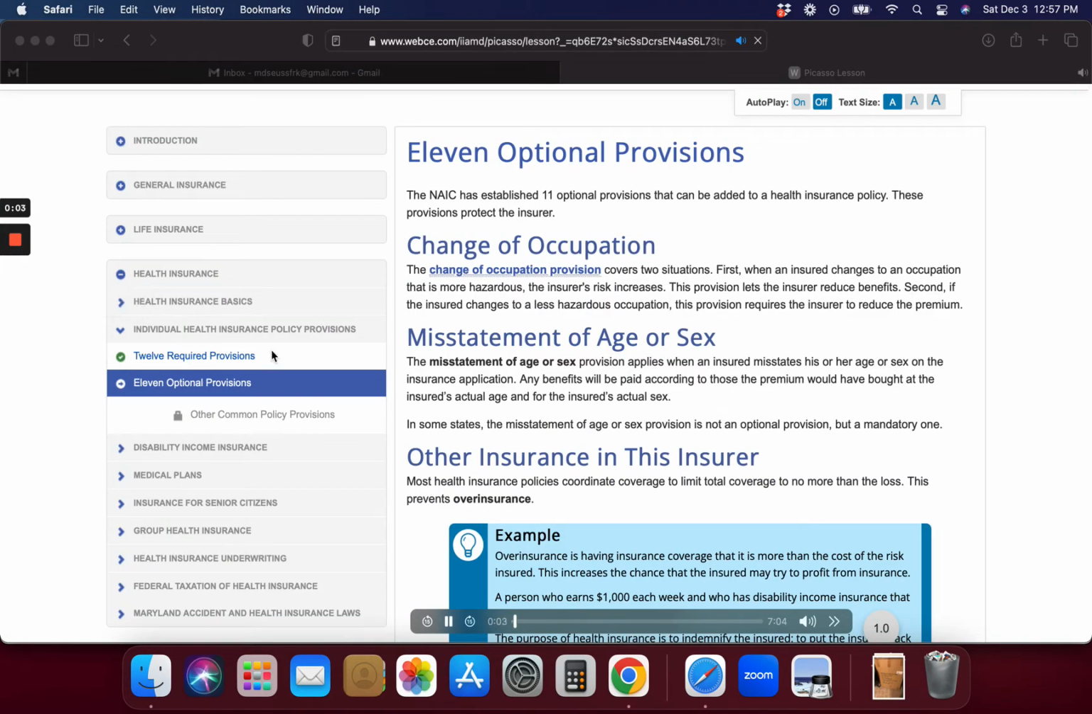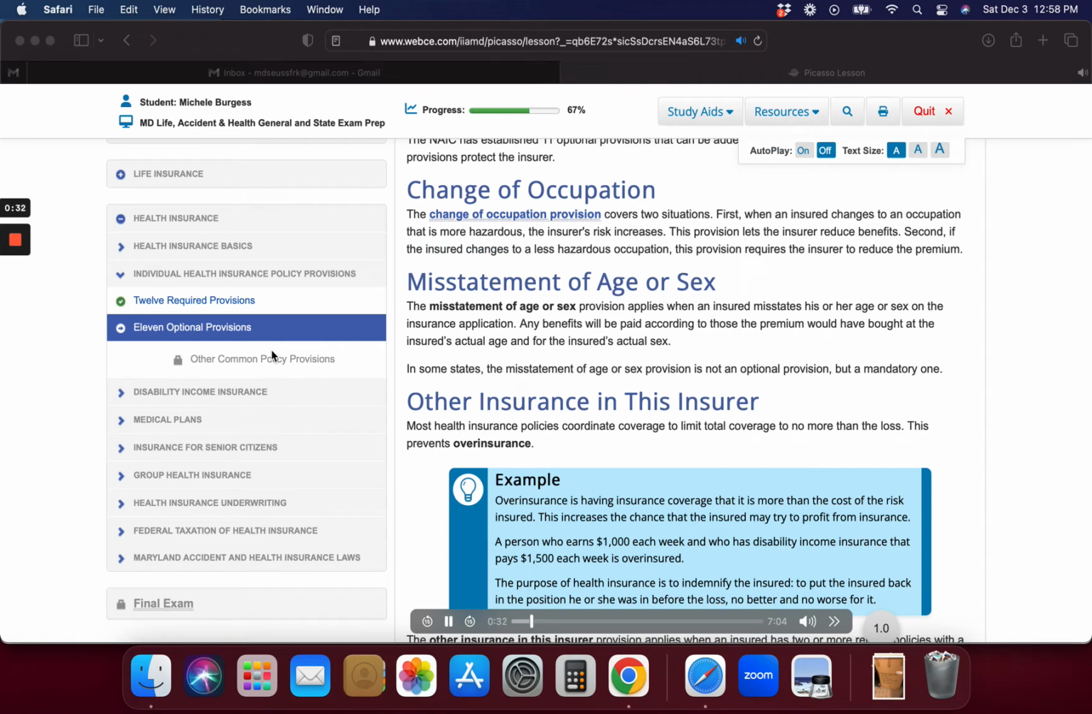The NAIC has established 11 optional provisions that can be added to a health insurance policy. These provisions protect the insurer. Change of occupation. The change of occupation provision covers two situations. First, when an insured changes to an occupation that is more hazardous, the insurer's risk increases. This provision lets the insurer reduce benefits. Second, if the insured changes to a less hazardous occupation, this provision requires the insurer to reduce the premium.